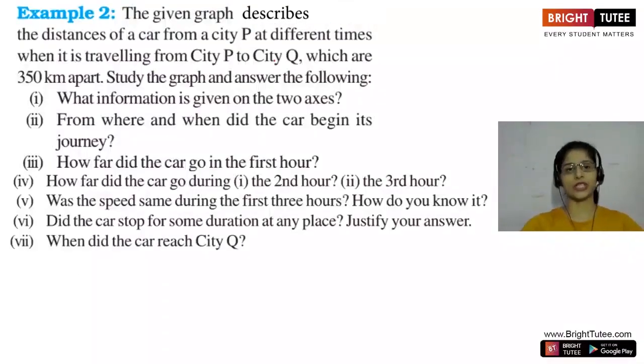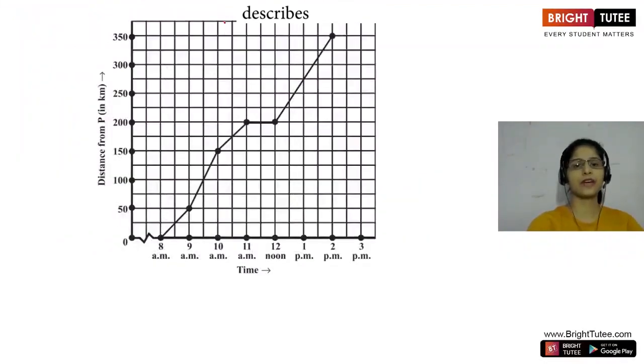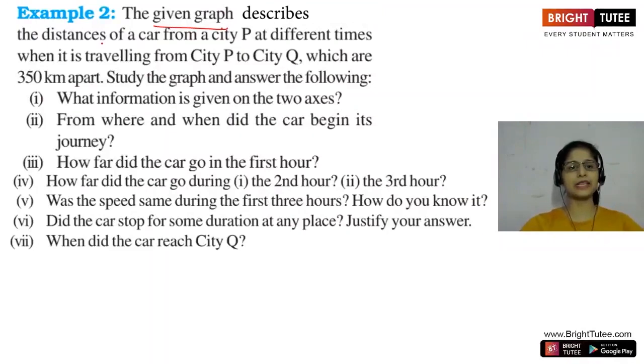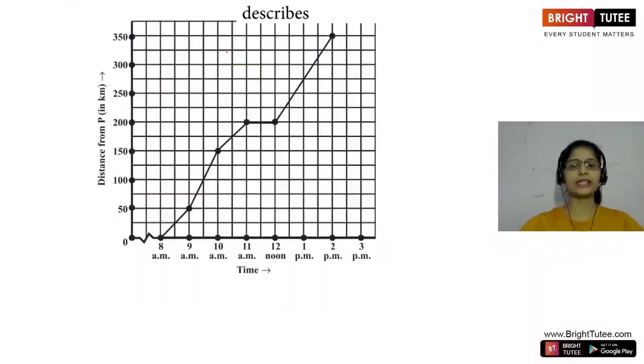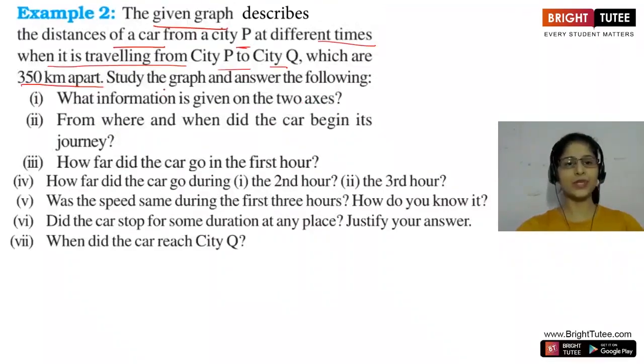Let's discuss one more question. Now one more graph is given to us. This graph describes the distance of a car moving from a city P at different times when it is traveling from city P to city Q, which are 350 km apart. So the total distance between city P and city Q is how much? It is 350 km. So we have to study the graph and answer the following questions.